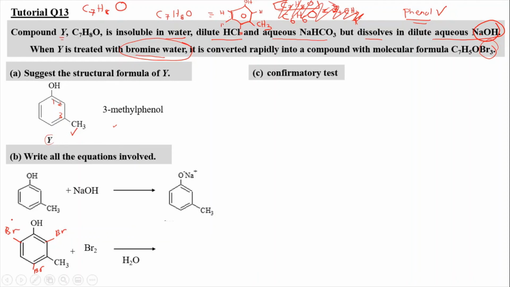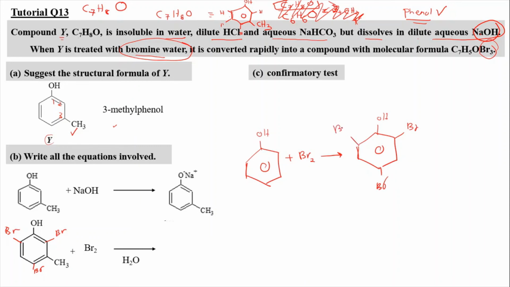Okay, and this is the same as the identification test of phenol, where you add Br2, and then you produce a tribromophenol, which is a white precipitate. Okay, this is the identification test that you have learned in your lecture. The only difference is, it's going to have a CH3 here.